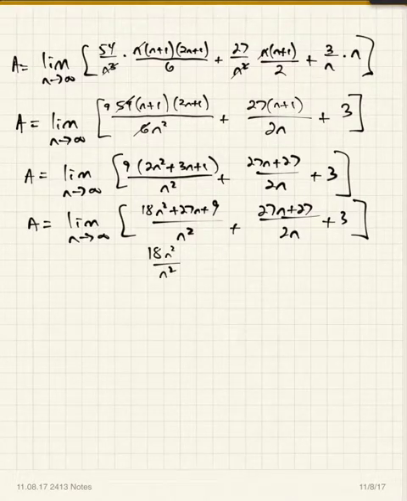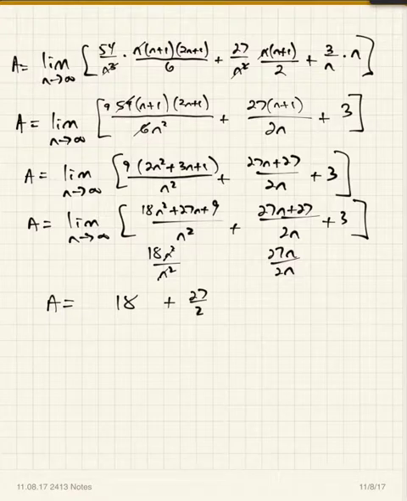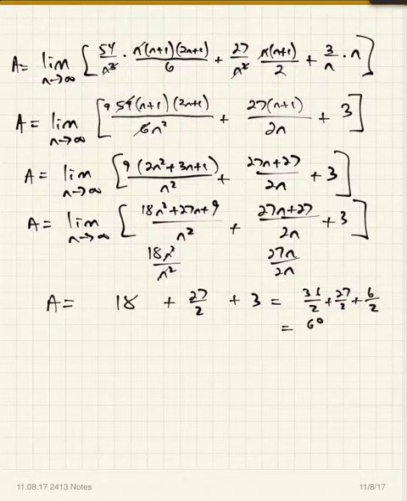And so notice this first one, the n squareds would divide out from the dominant terms, and you'd just be left with 18. The second one, the dominant terms are 27n and 2n, so it's 27 halves. And then the last is a 3. There's no n's there at all. So you end up with 36 halves plus 27 halves plus 6 halves, so you end up with 69 halves, or 34 and a half. And so that's the area of that region right there.